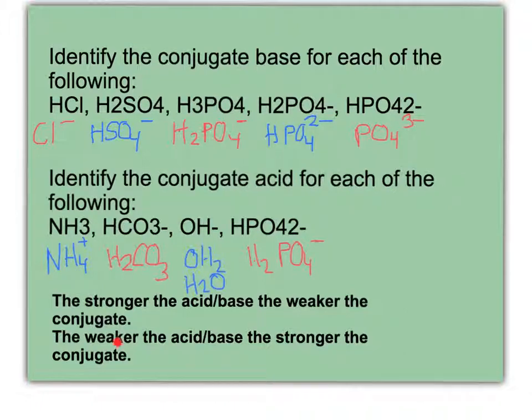One last thing here, the stronger the acid or base, the weaker the conjugate. So if you have a really strong acid, its conjugate base is going to be very weak. And the weaker the acid or base, the stronger the conjugate. So if you have a very weak acid, its conjugate base will be very strong. So they're kind of opposite of each other.